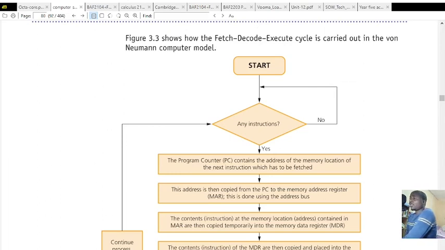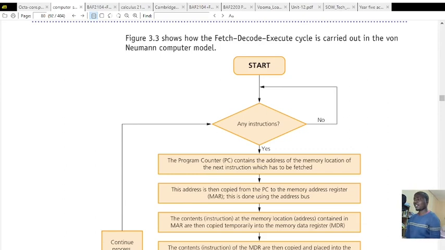The program counter contains the address of the memory location of the next instruction, which has to be fetched. This address is then copied to the memory address register. This is done through the address bus. So the copying of the address where data is located from the program counter to the memory address register is done by the address bus. Now the content instruction and the memory address contained in the MAR are then copied temporarily into the memory data register.